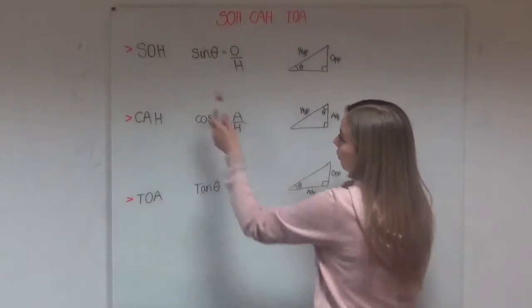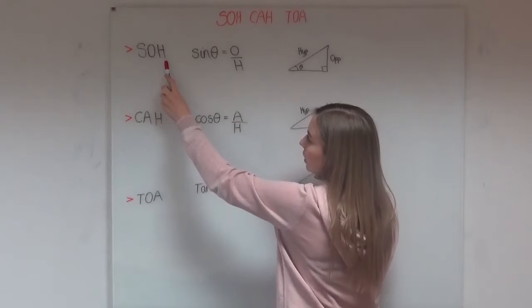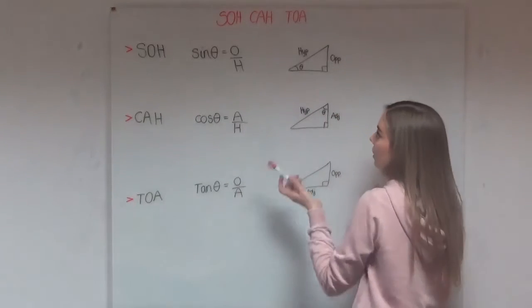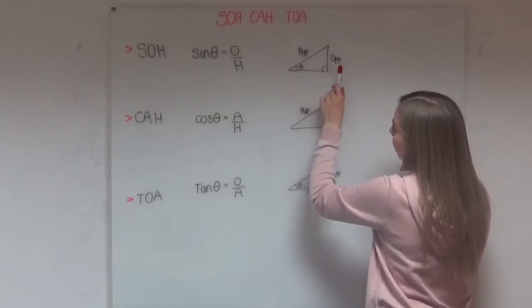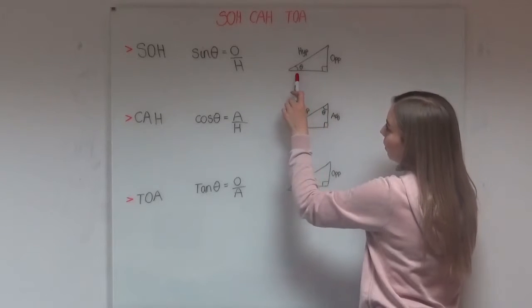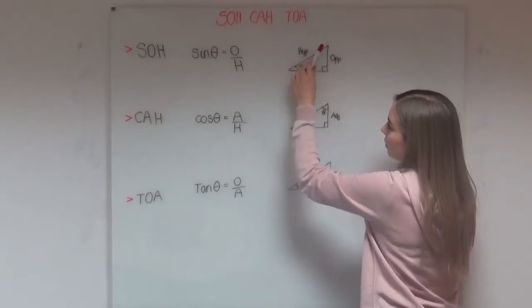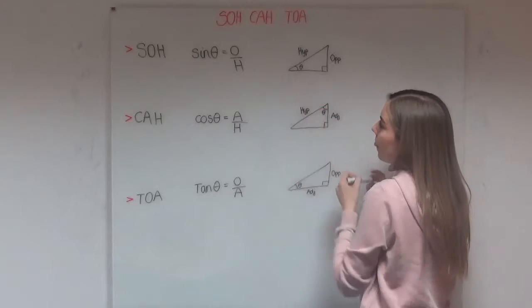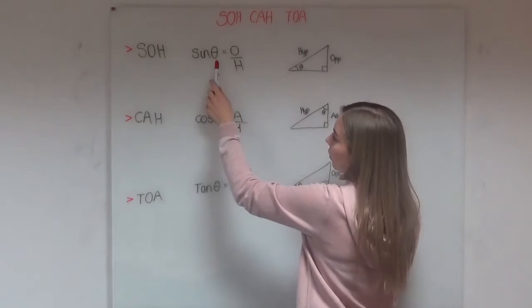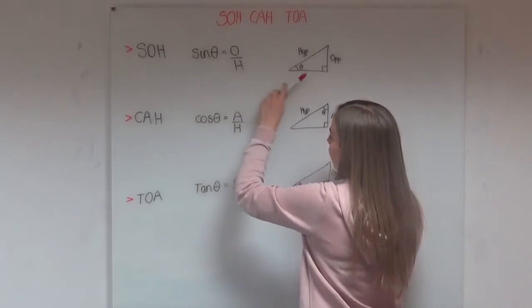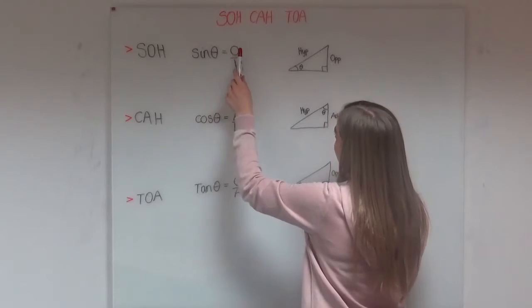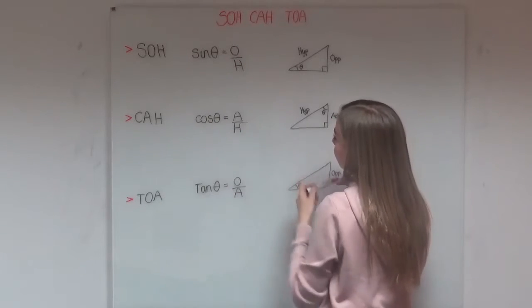So if we've been given the opposite and the hypotenuse, then we know that we're using sine. So in this example, the opposite is opposite the angle we've been given, and then the hypotenuse is the longest side opposite the right angle. So to find a missing angle, we would do sine of the angle is equal to opposite over hypotenuse.